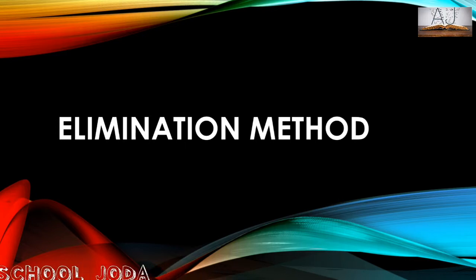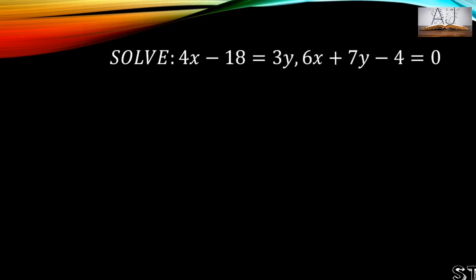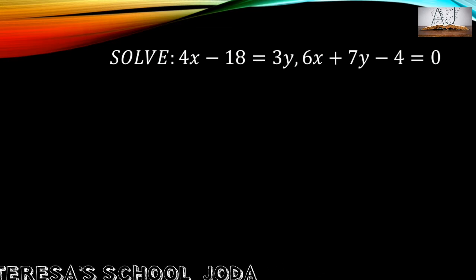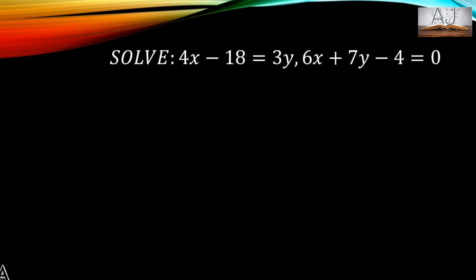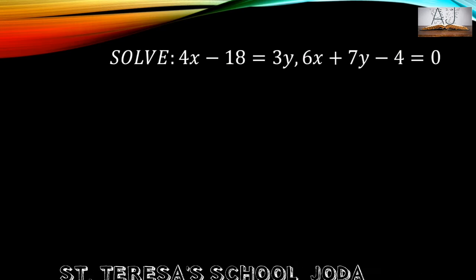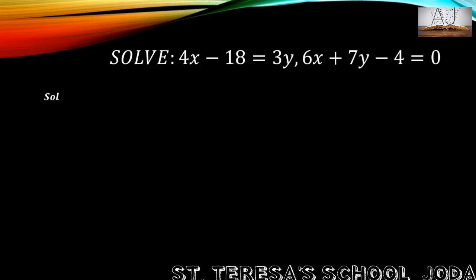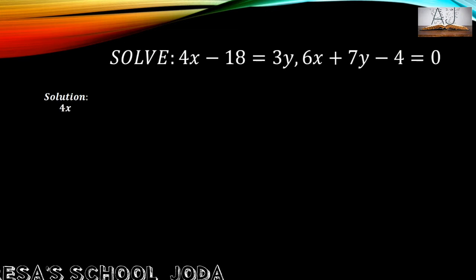We will solve one of these sums again, but by a different method. So I'm taking the equations 4x minus 18 equal to 3y, and 6x plus 7y minus 4 equal to 0. This we'll have to solve by the elimination method, not by substitution. We will get the same answer, no doubt. We have done this question, no? But we did it by the substitution method. So let us see the solution.